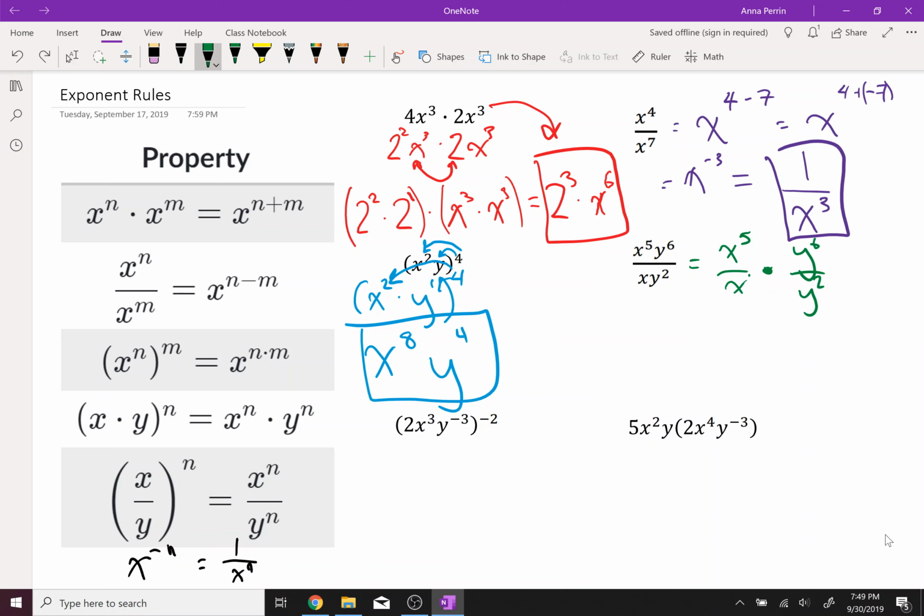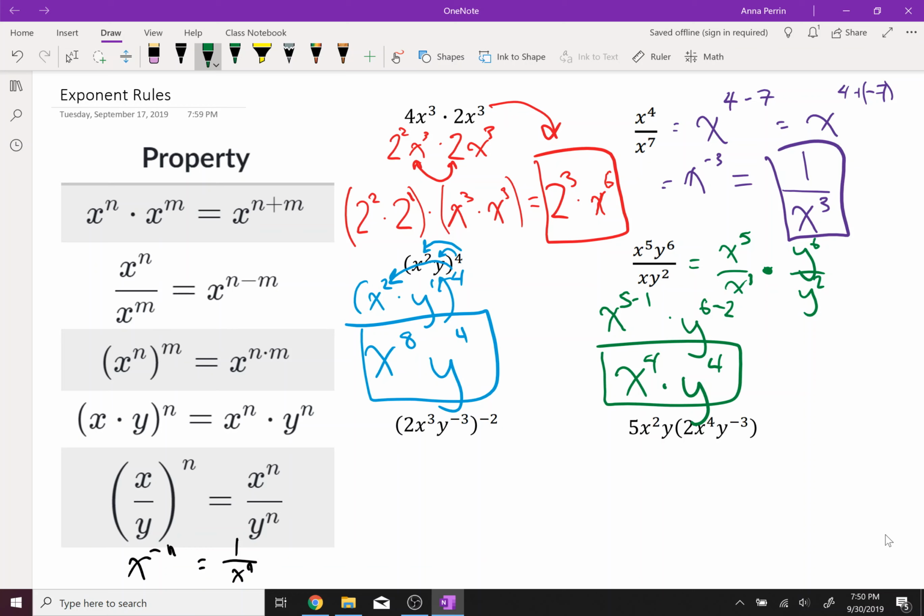You can see that this x here doesn't have an exponent, so I'm going to give it the invisible 1, because an x is the same thing as 1x. So using my quotient rule, I'm going to keep my base and subtract my exponents. Same thing with the y's, keep my base and subtract my exponents, which means that this expression can be rewritten as x to the 4th power times y to the 4th power.